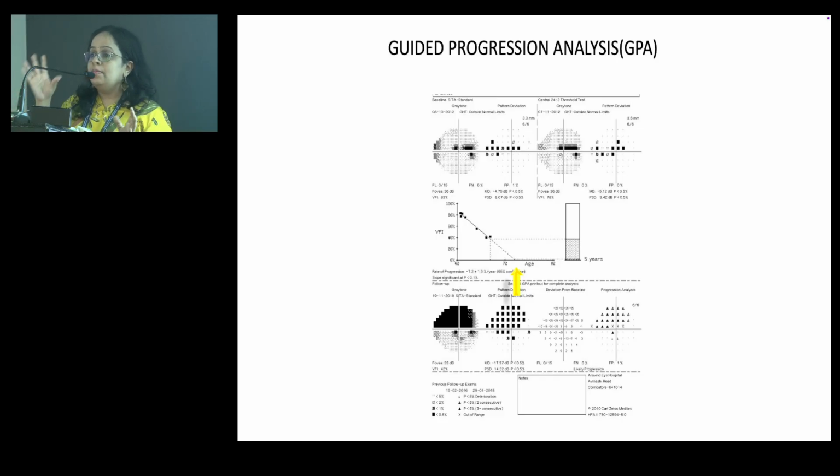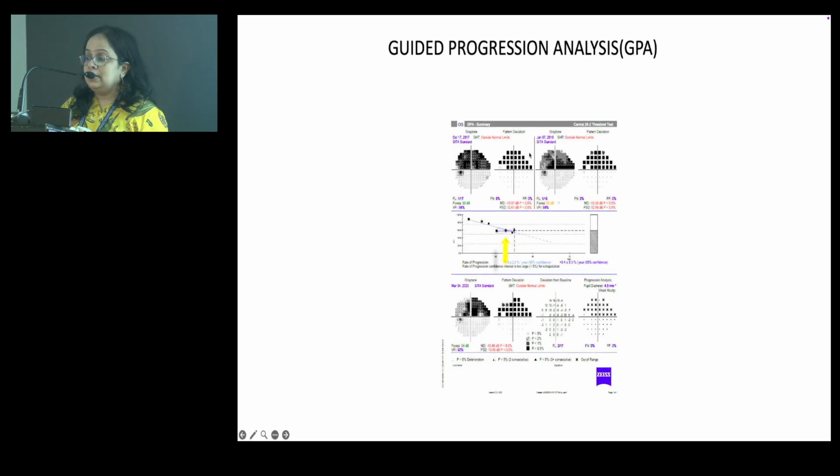So this progression analysis, or this system itself, tells you that you should intervene. You should either increase the medication, do a surgery or laser to reduce the progression of the patient. That is the importance of a guided progression analysis.